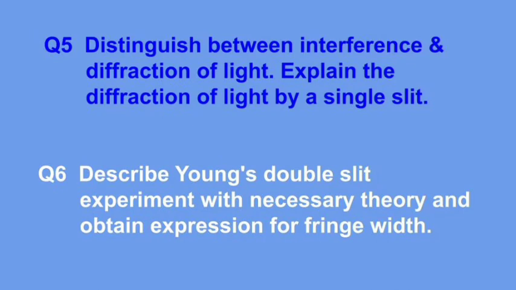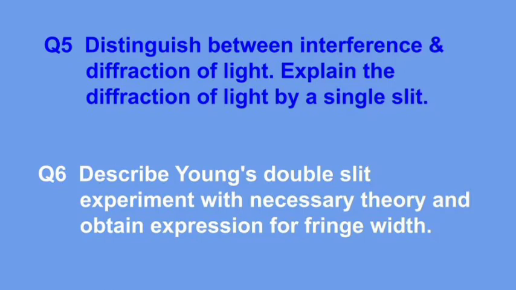Now, question number 5. Distinguish between interference and diffraction of light. Explain the diffraction of light by a single slit. In the first part, you have to mention the differences between the two phenomena. And for the second part, you have to explain the process of diffraction, drawing a diagram and then giving the conditions for minima and maxima of diffraction pattern.